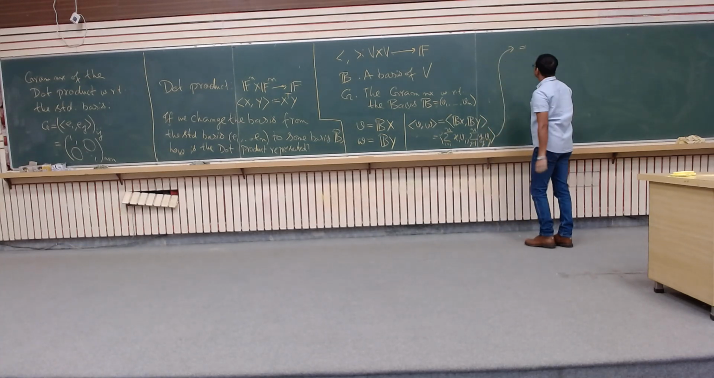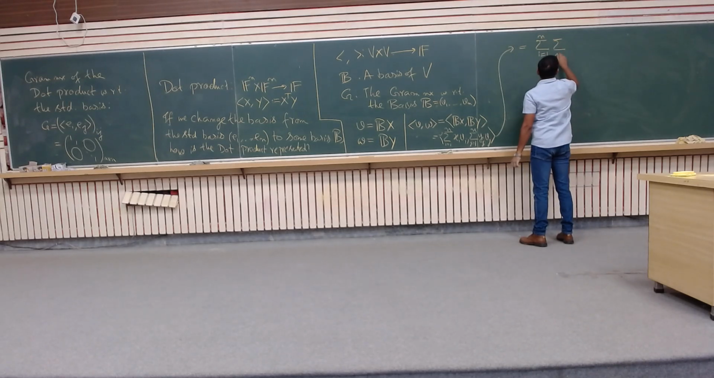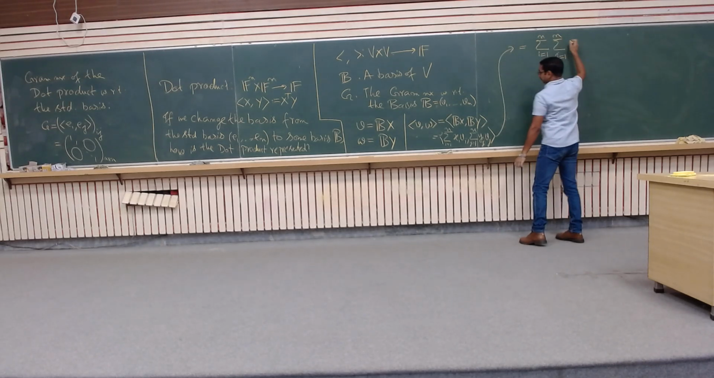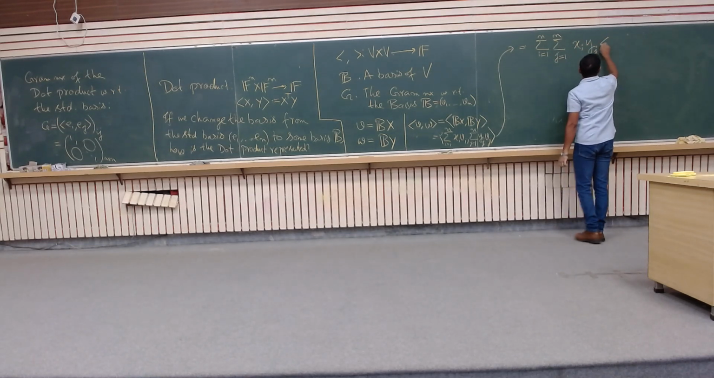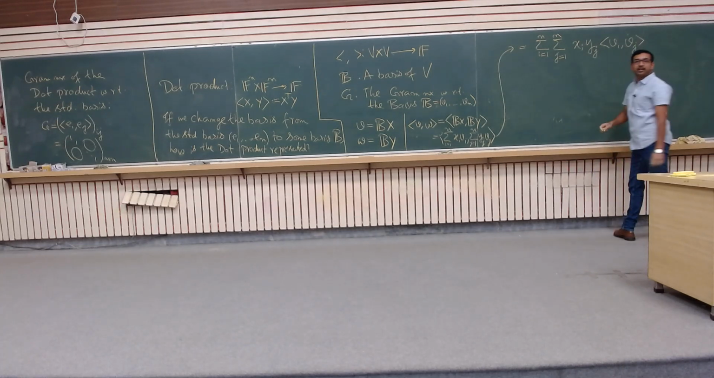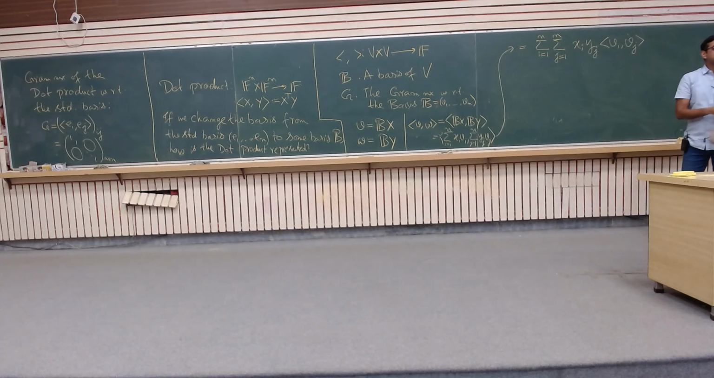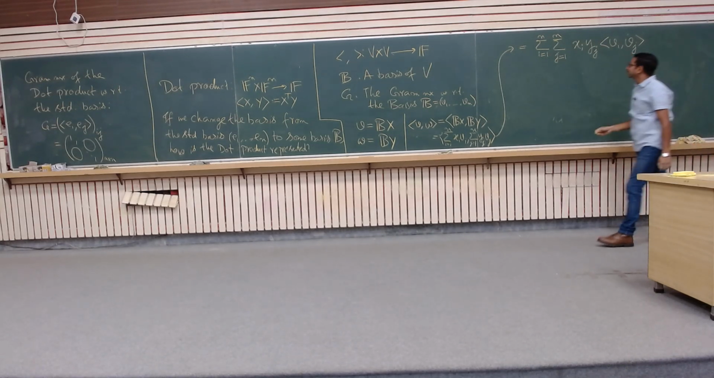So, this one is summation i running from 1 to n, summation j running from 1 to n, xi yj vi vj, right? Something seems familiar? This one, right? The ijth entry of the gram matrix.